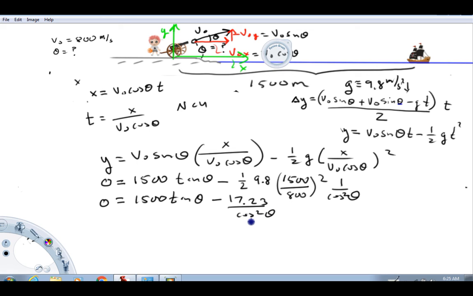This is a cosine squared, and keep in mind that tangent is sine over cosine. So the next thing to do is clear out the fractions by multiplying both sides by cosine squared. So left-hand side, 0 times cosine squared is still 0. Sine over cosine times cosine squared is now sine theta cosine theta. And then this term, the cosine squareds would cancel, so we'd be left with just 17.23.